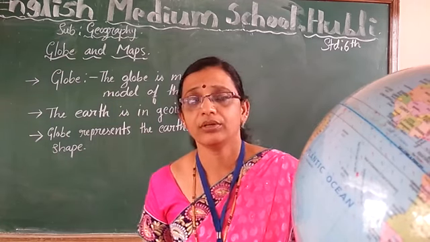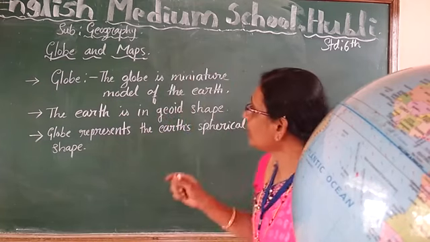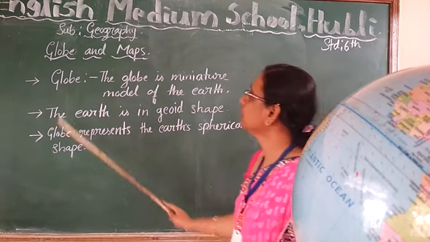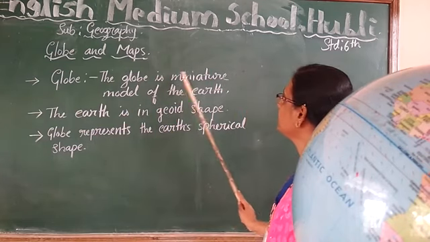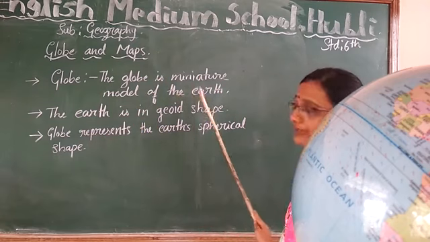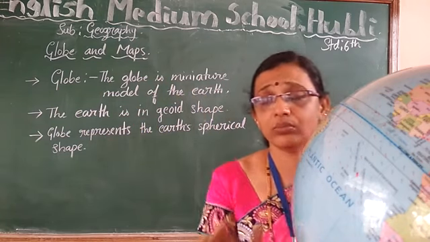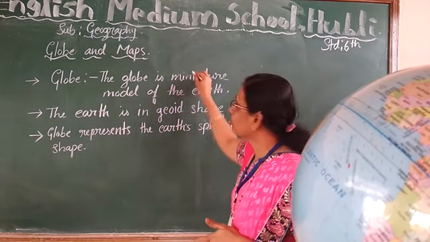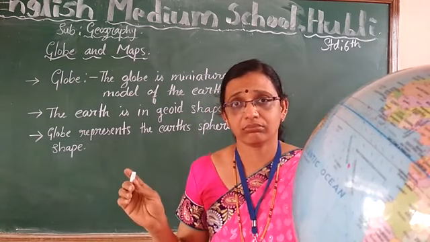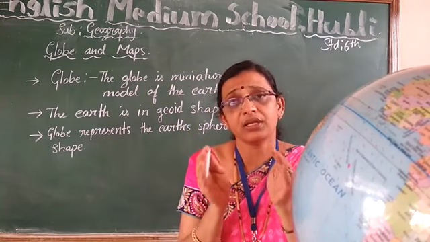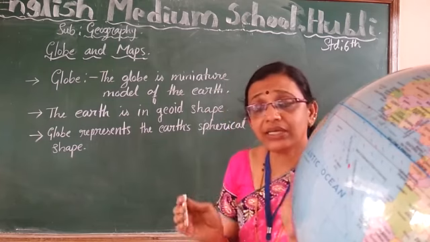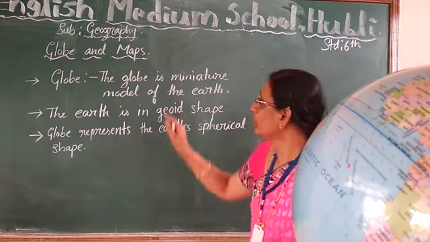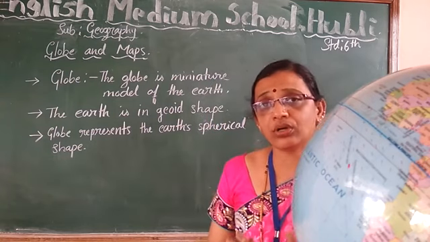So I kept the globe. You can see that one. On the board, I wrote the meaning of globe. See children, globe means the globe is a miniature model of the earth. This globe is the model of the earth. They mentioned here miniature. Miniature means what? Earth is very big one. Comparing to that one, it is very small one. Mini it is. So it is a miniature model of the earth. Followed children? Globe is the miniature model of the earth.